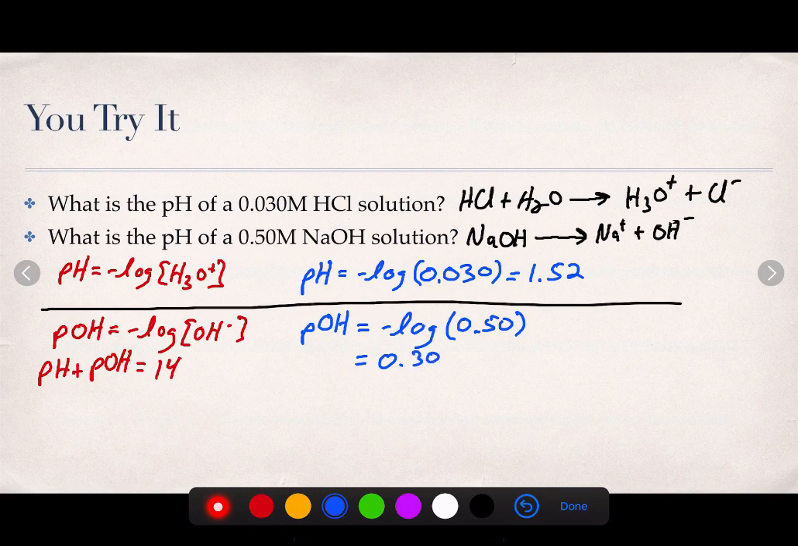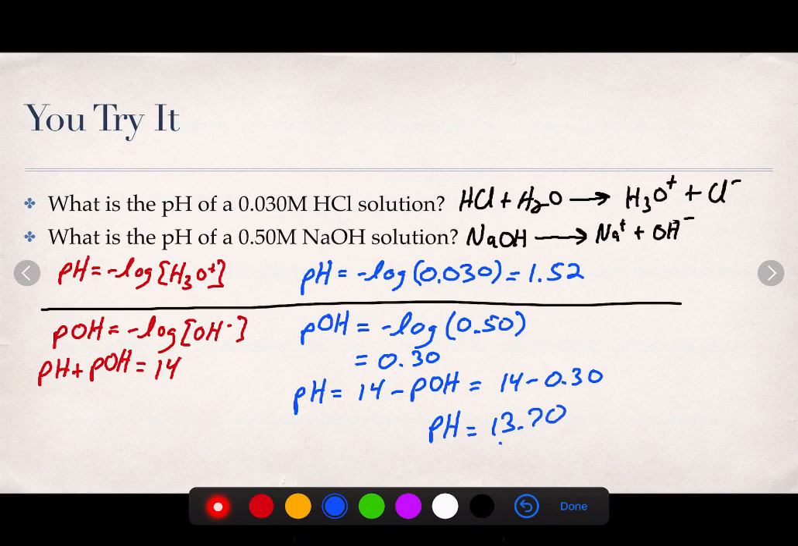Now in terms of a pH, what we want to do is then we'll say that the pH is equal to 14 minus the pOH, which is equal to 14 minus 0.30. And when that gets worked out, we get a pH that's equal to 13.70, a very basic solution indeed.